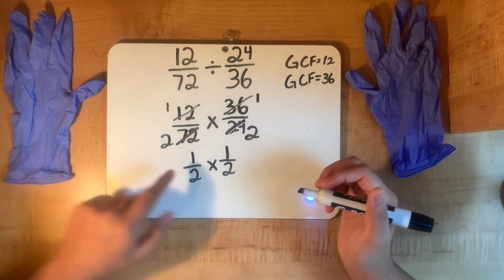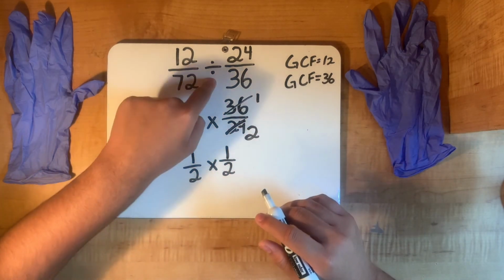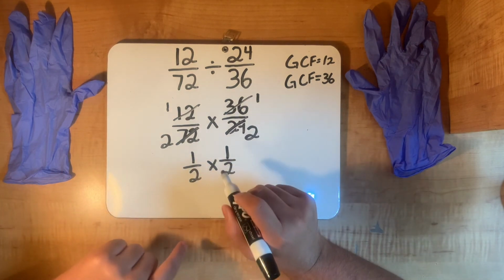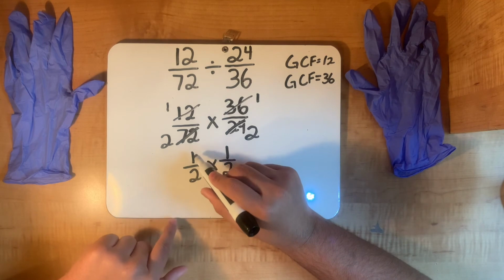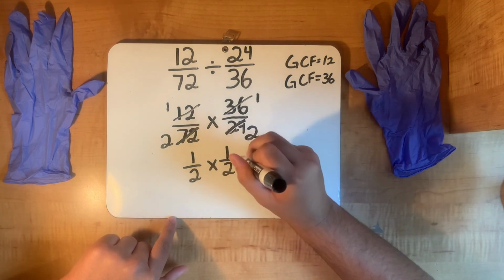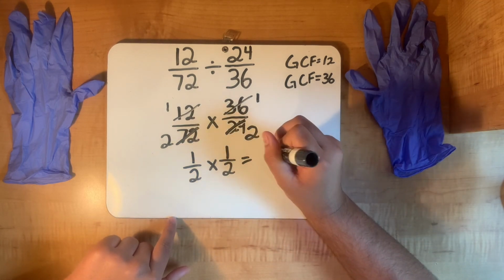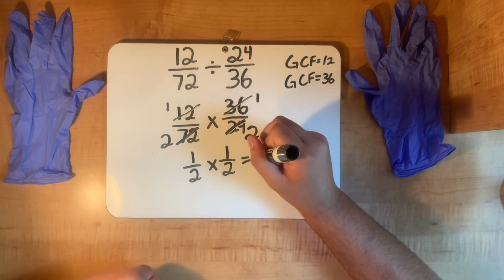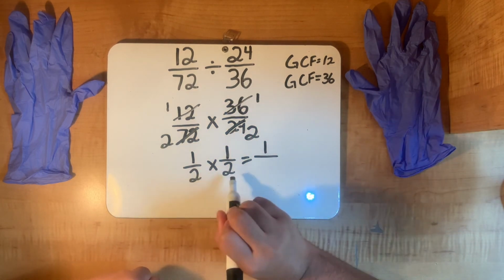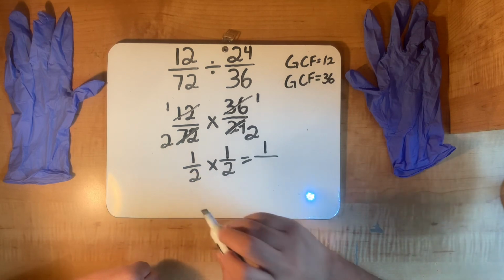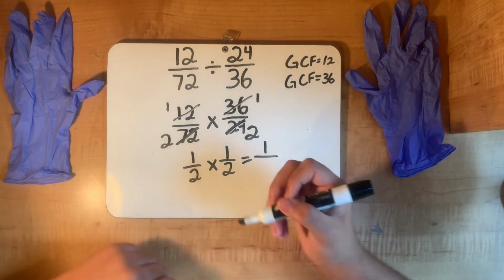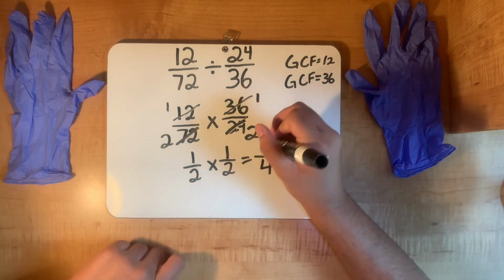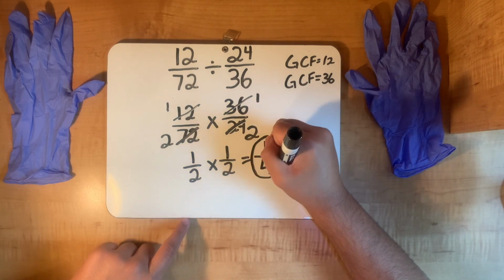And multiplying fractions is a lot easier than dividing, because whenever you're multiplying fractions, you just go straight across. So you'll just multiply 1 times 1, which will give you what? 1 times 1 is 1. And then you multiply straight across here. 2 times 2 is what? 2 times 2 is 4. And that is our answer.